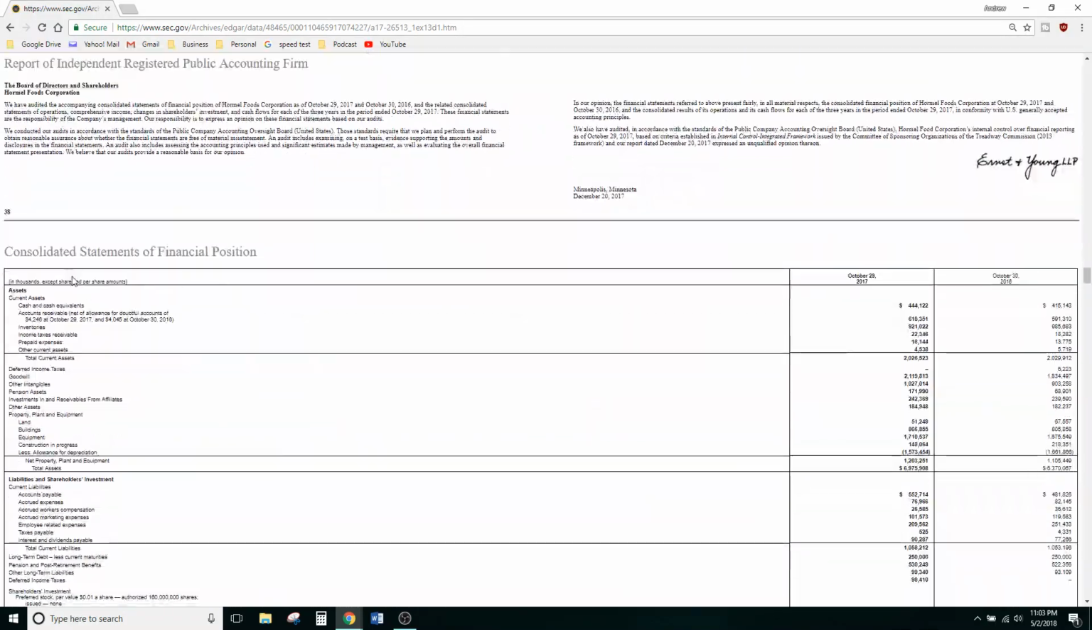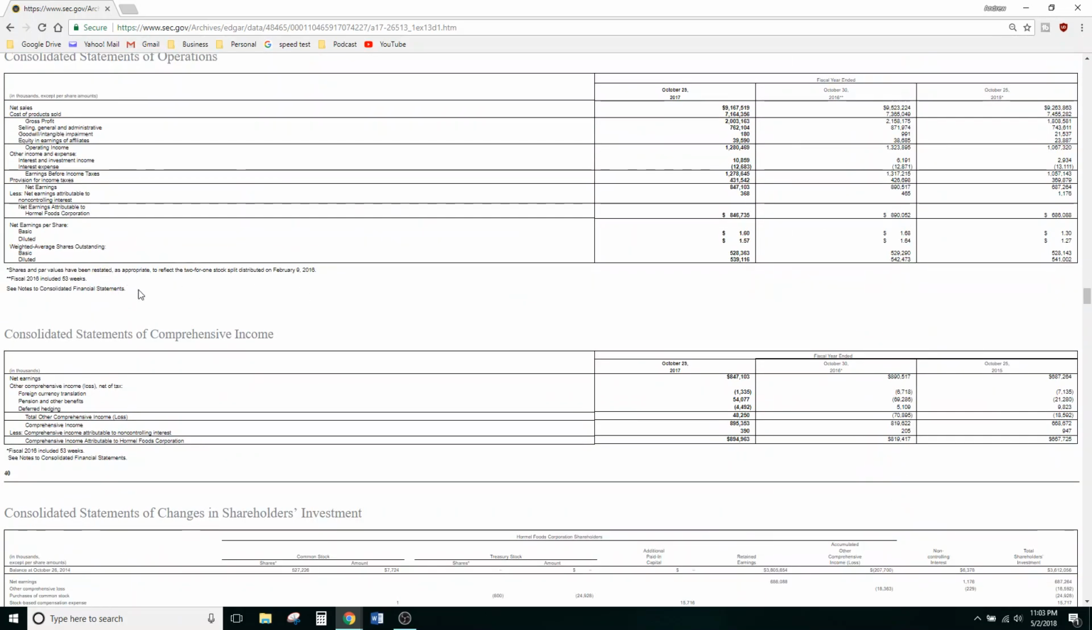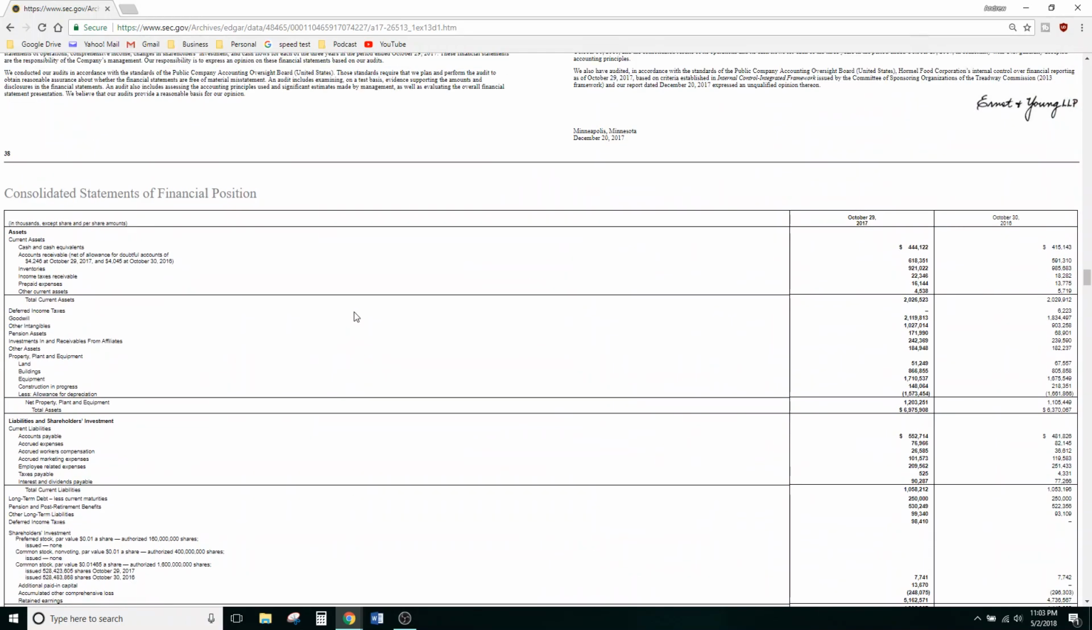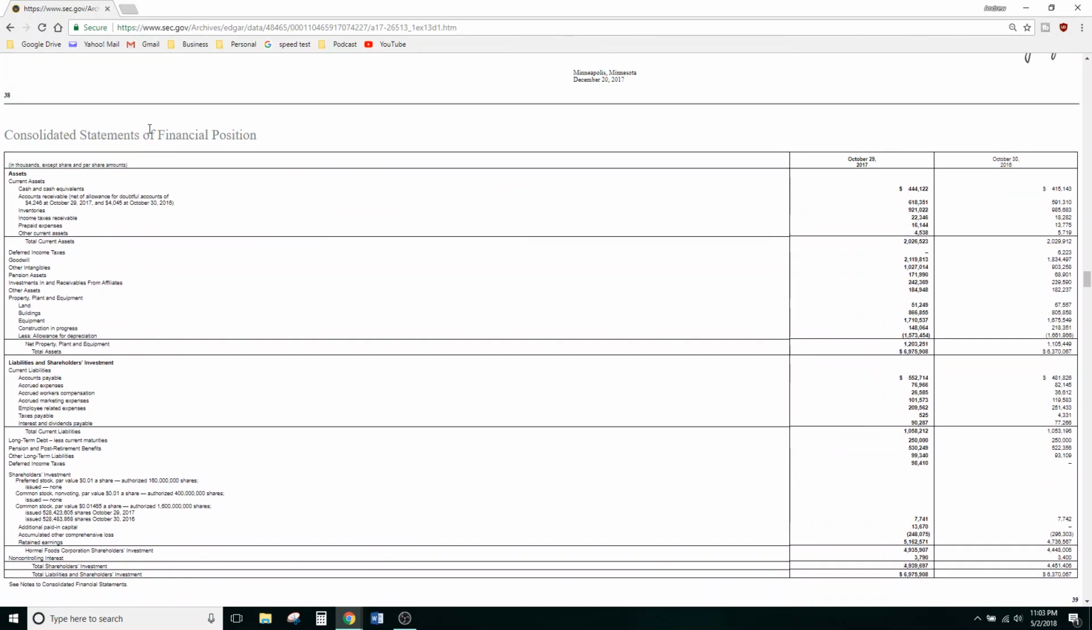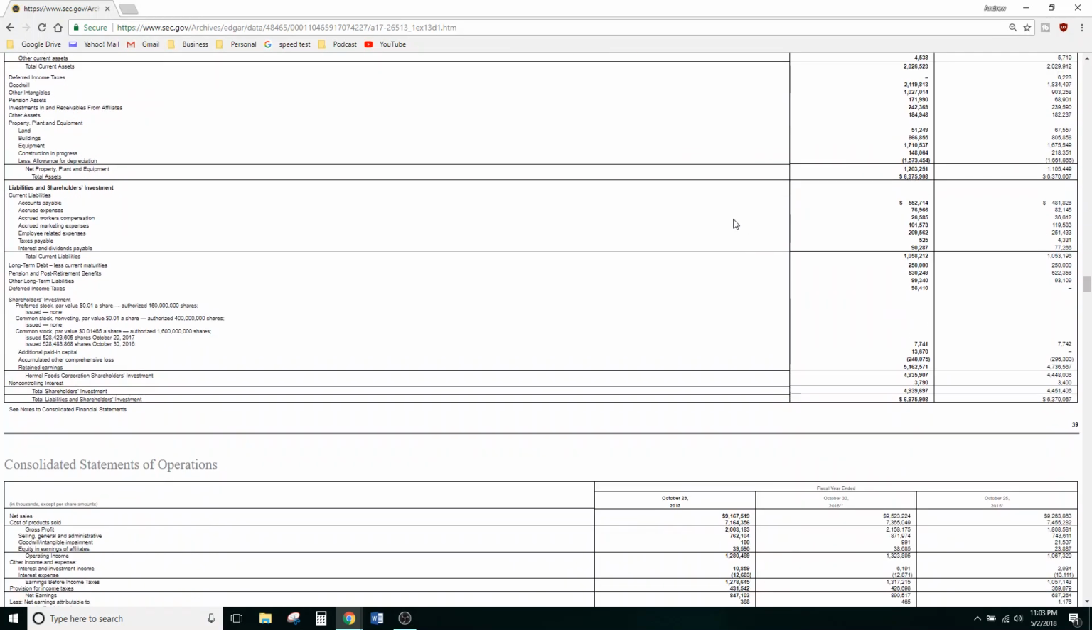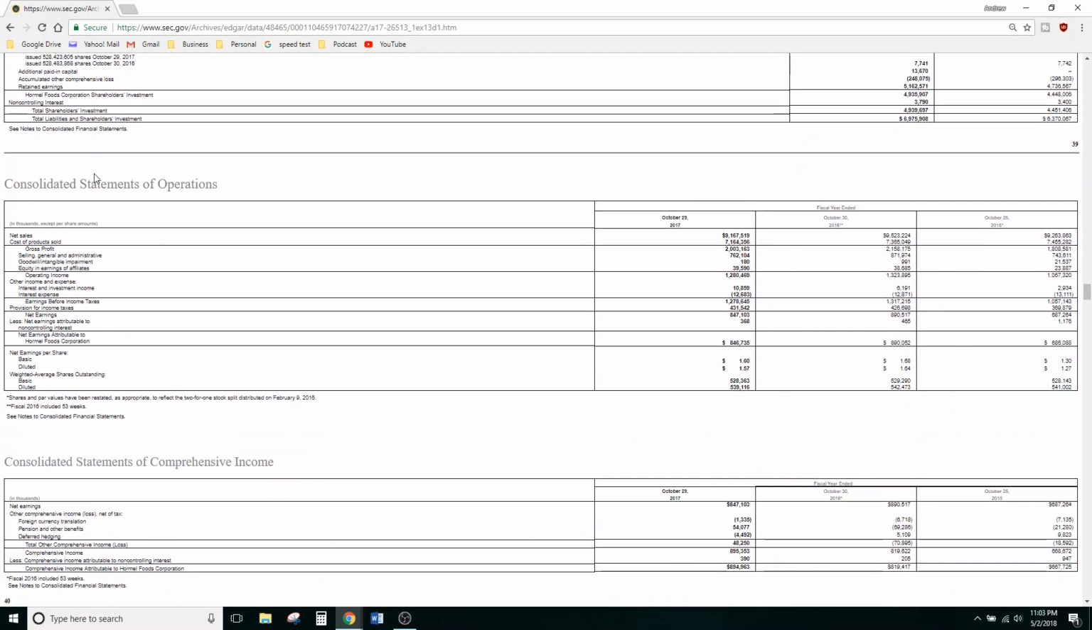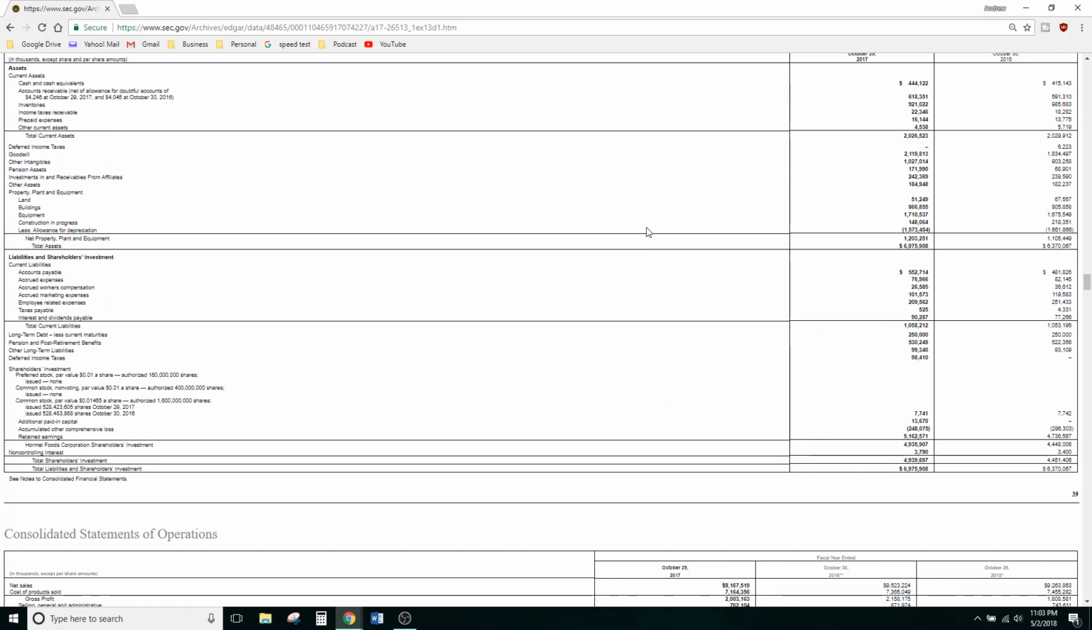All right, that looks familiar. Here we go. Consolidated statements of financial position. Why they call the balance sheet statement of financial position is beyond me. But, you know, I should have searched for statements of operations because that's pretty common as well.